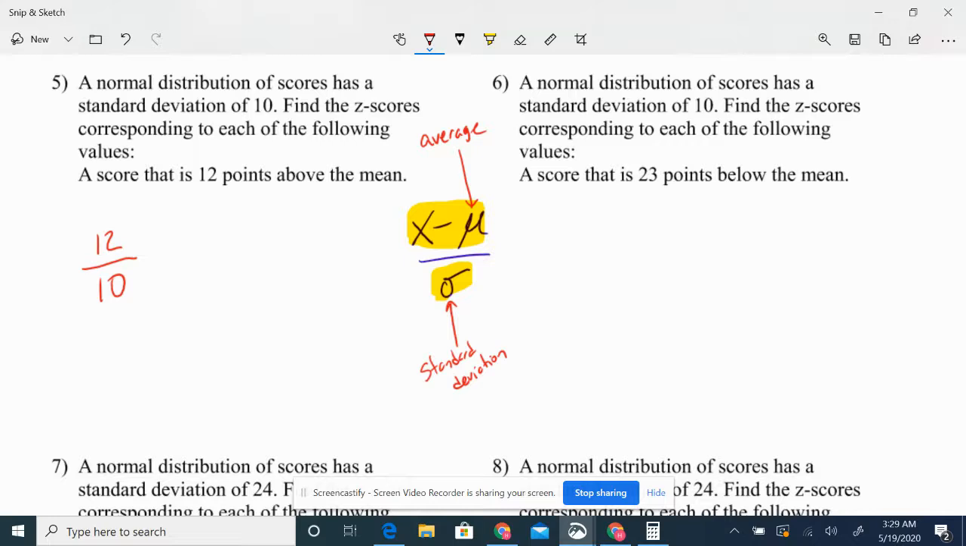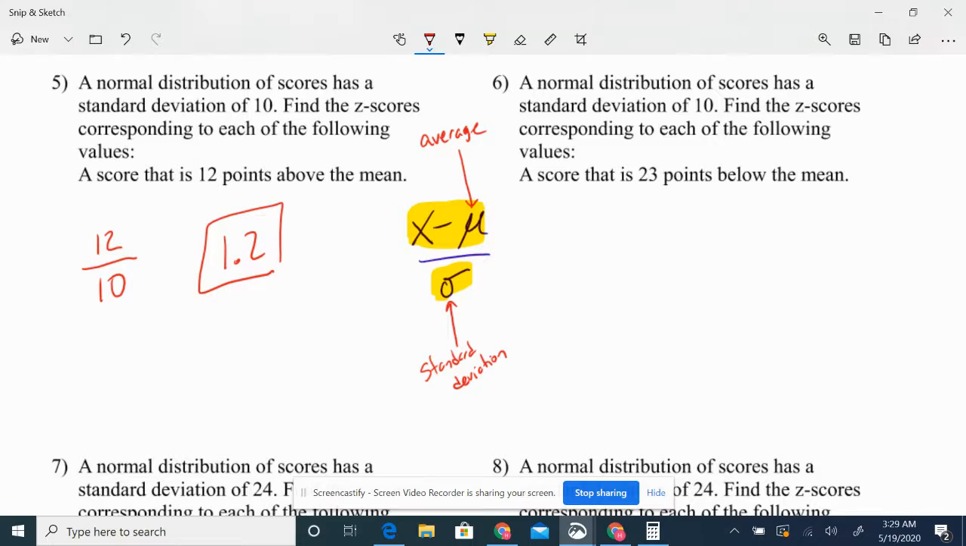Now my z-score, let me find out how much is 12 divided by 10. I'm just going to say this happens to be 1.2. That's my z-score. All I'm doing is finding the difference from the mean. So it's positive if my number is above the mean, negative if it's below the mean. We're going to use this formula a little bit more tomorrow.